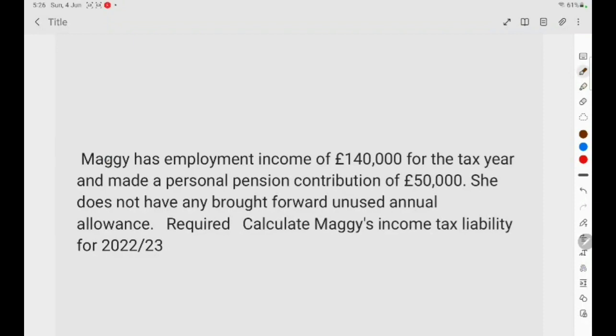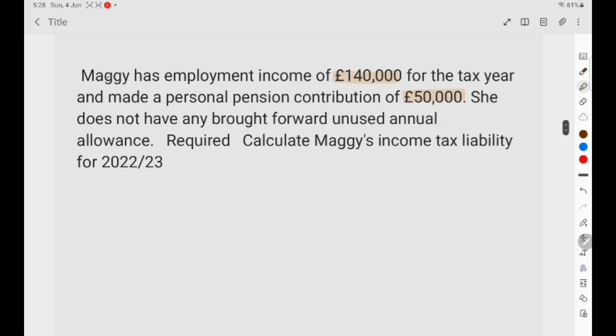Next question. Maggie has employment income of 1,40,000 for the tax year and made a personal pension contribution of 50,000. She does not have any brought forward unused annual allowance. Requirement is to calculate Maggie's income tax liability for 2022-23.